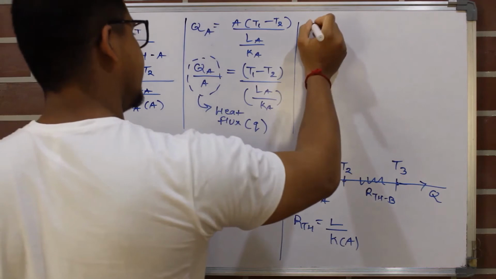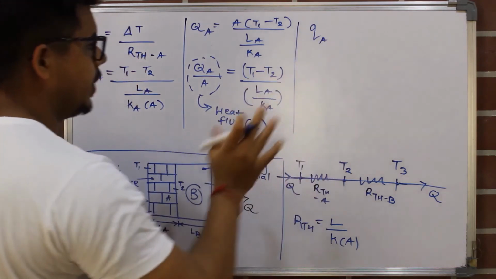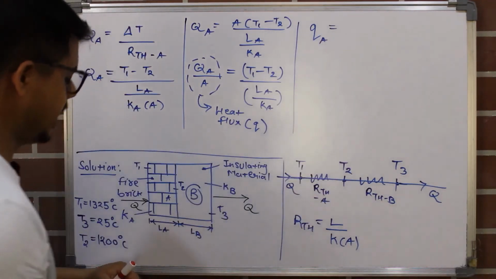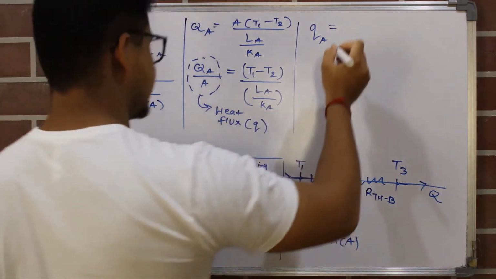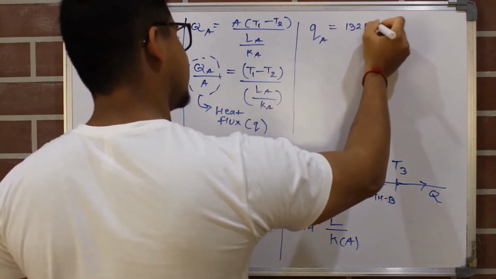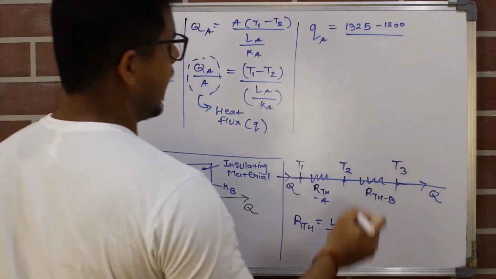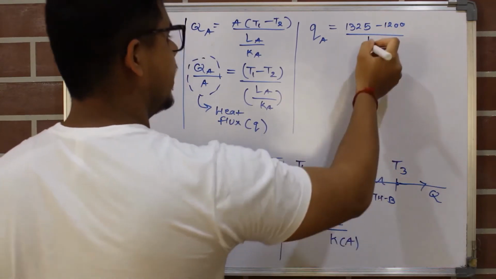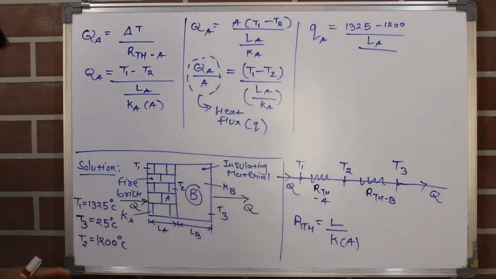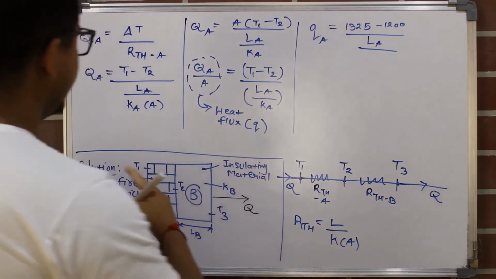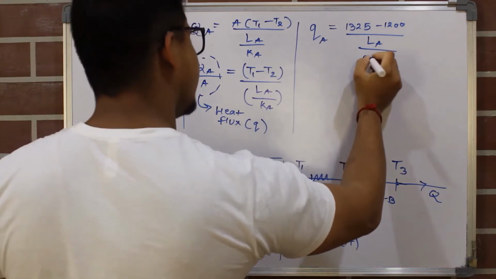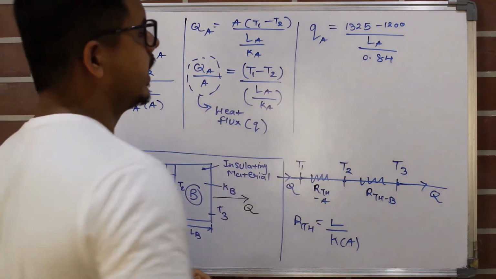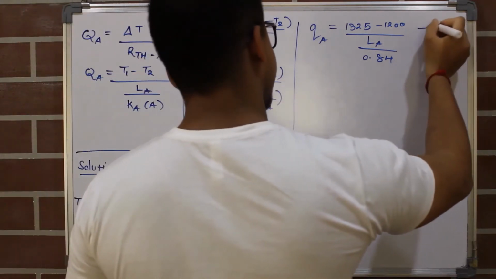So our heat flux, that is Q, let's say I will write for the time being QA, that is heat flux for wall A, is equal to, what is T1 minus T2? It is 1325 minus 1200, divided by LA. What will be the LA? We have to find that, the thickness of fabric, divided by Ka. Ka is given. I had rubbed the part, but I know that Ka is 0.84. Just check in your copies. So it is LA by Ka, and we will mark this as equation number 1.